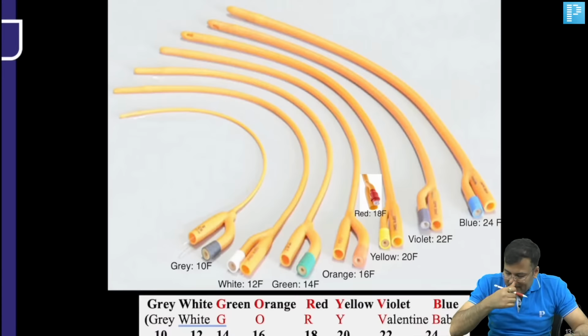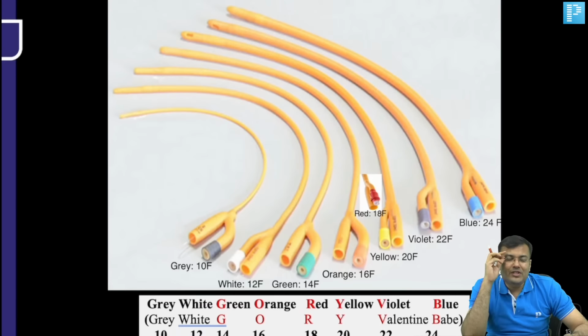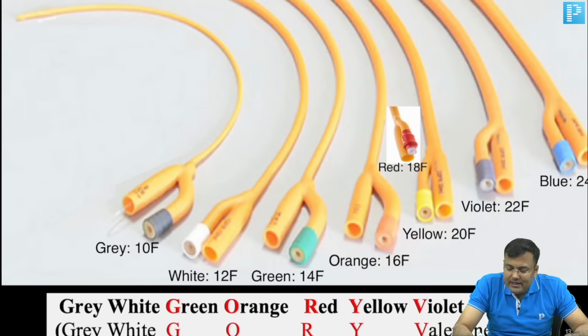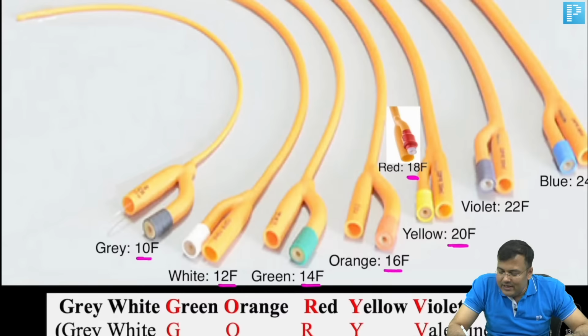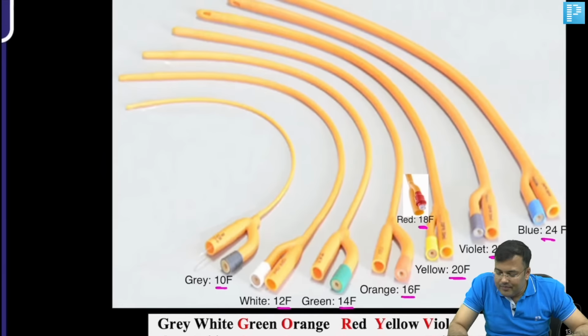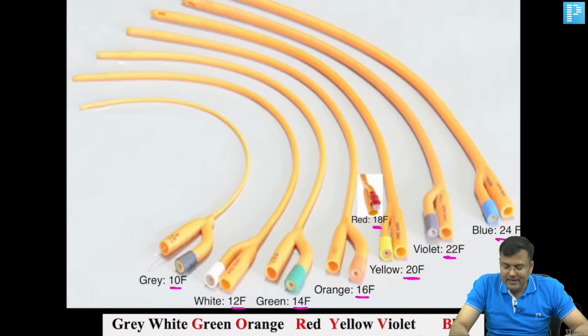ठीक है? Next, guys, you are going to get one question at least either from cannula or color coding of Foley's. थोड़ा सा Foley's का color coding देख लीजिए. It's very easy, you know. You can see here color coding, grey 10 French, white 12, green 14, orange 16, red is 18, yellow is 20, violet 22, and the blue is 24. Clear? So, how to remember? Actually, it's very easy to remember.